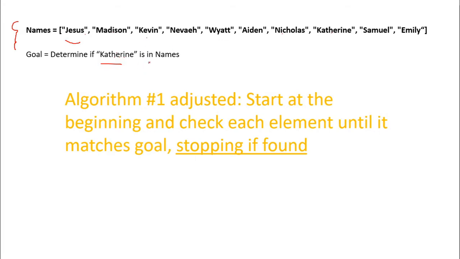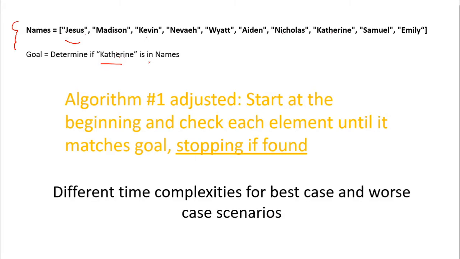Yes. Stop. So there's going to be different time complexity cases for what I'm going to call a best case scenario and worst case scenario. You can probably imagine that right now. Imagine if Catherine was the first element in this list. Then we would find it immediately. It wouldn't matter how big this list was. This list could be 10 elements, it could be 100, n could be 1,000, n could be 1,000,000. If it's the first element in the list, you're going to find it immediately, and it's going to take the same amount of time, right? So that's a best case scenario.